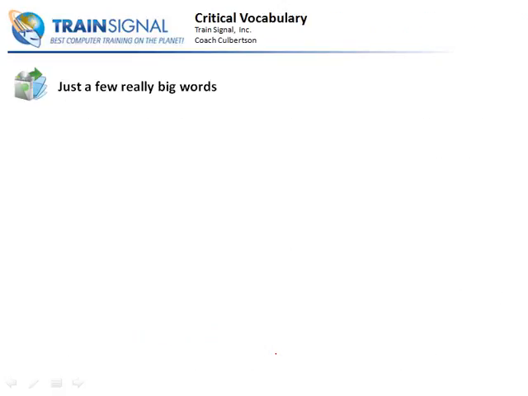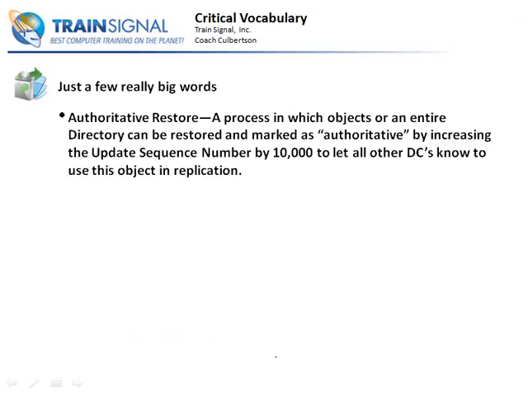Okay, so let's go ahead and do some wrap up here. Let's talk about some really big words. Authoritative restore. Now, this is a process in which objects or an entire directory can be restored and marked as authoritative by increasing the update sequence number by at least 10,000, although what we saw was a lot higher than 10,000, right? To let all other domain controllers know to use this object when they're replicating, when they're talking back and forth and sharing information.